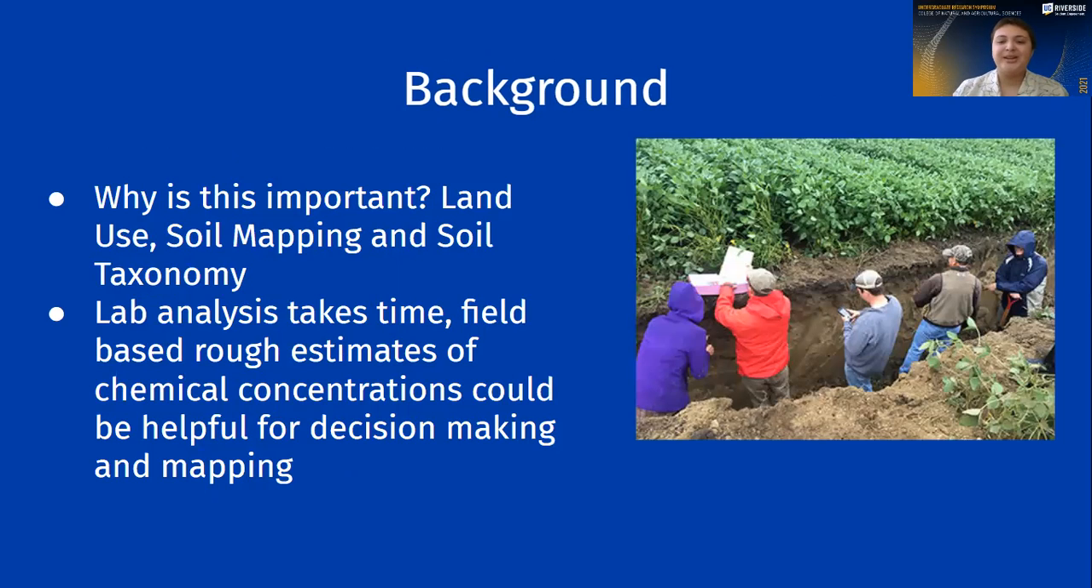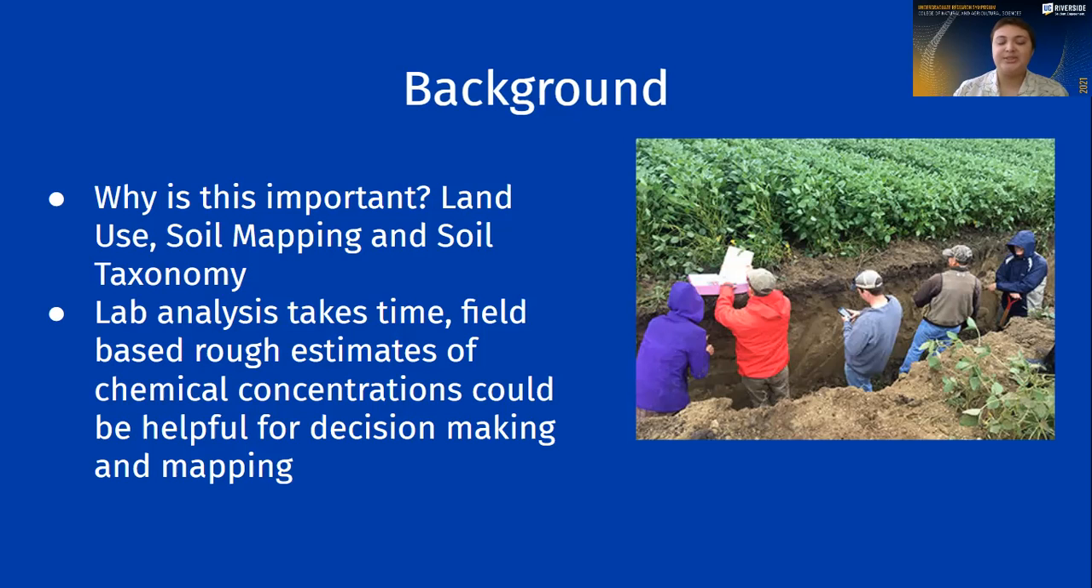So why is this important? Well, it's important for many reasons, but three specific ones are land use, soil mapping, and soil taxonomy. I'll just give one example of why it's important in soil mapping. Many times surveyors are sent out into the field to do wetland delineations, which is determining where a wetland begins and ends. And to determine where the wetland is, it often requires to know the concentration of constituents like iron, manganese, and soil organic carbon, to determine if the concentrations are high enough for it to be considered a wetland.